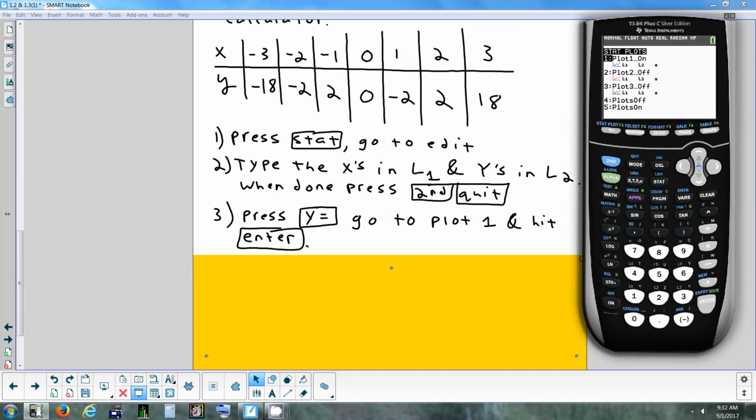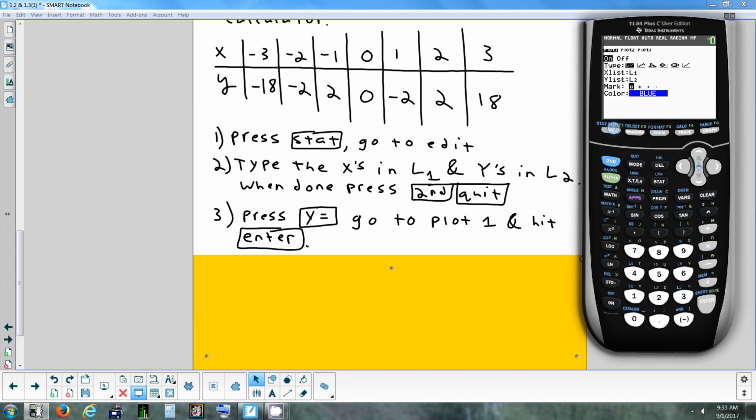Any ones that doesn't say L1, L2? Yep. Mine says L3, L4. So what you can do is you click on plot 1, and then you've got to go down there, and to get an L1 you press second and then the 1 key. Did that work? Yep. And then in L2, L3, 4, 5, 6. They're all second functions right there.